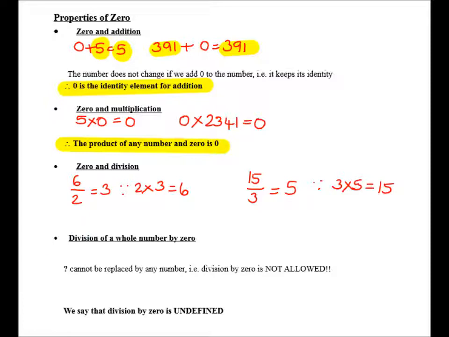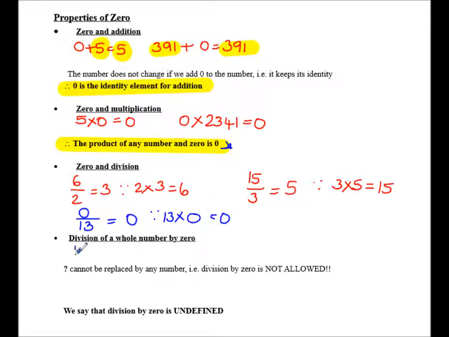Now let's add in a 0. So 0 divided by 13 equals 0, because 13 times what will give you 0? From this law here, we see that 13 times what will give you 0? Well, any number multiplied by 0 will give you 0.